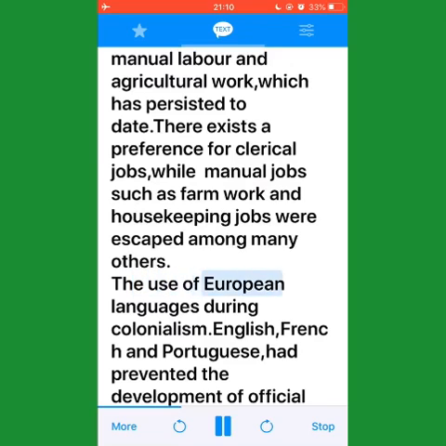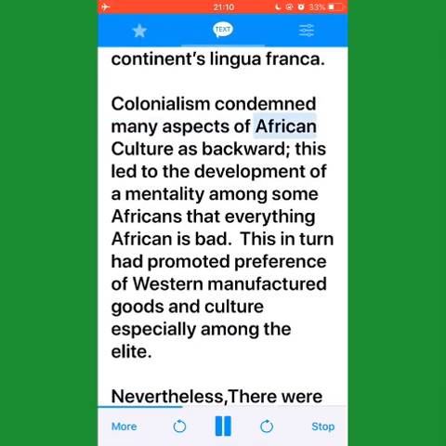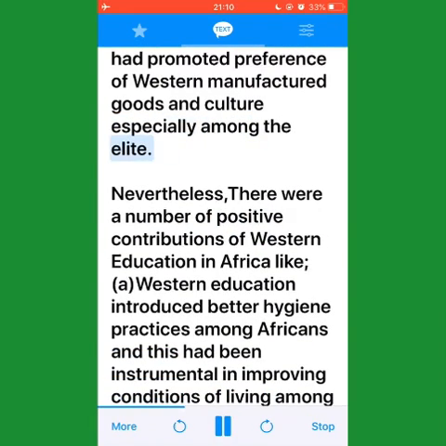The use of European languages during colonialism, English, French and Portuguese, had prevented the development of official African languages that could be used as the continent's lingua franca. Colonialism condemned many aspects of African culture as backward. This led to the development of a mentality among some Africans that everything African is bad. This in turn had promoted preference of Western manufactured goods and culture, especially among the elite.